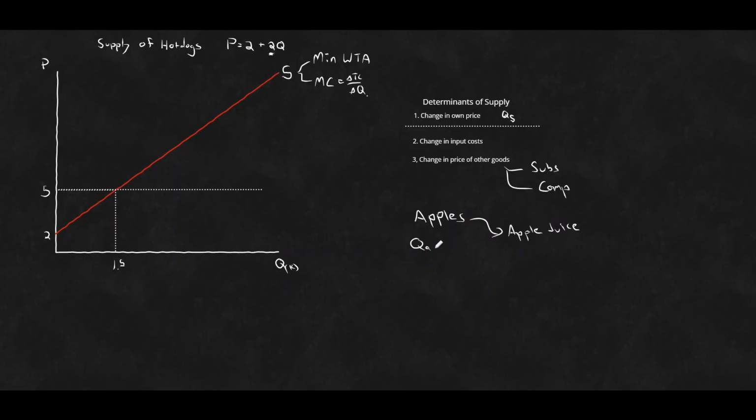The result of that is if our quantity of apples goes up, we produce more apples. By default, we're going to have more with blemishes, more that are imperfect. So our quantity of apple juice would go up as well. They're complements of production. The apple juice is the fall off of making apples.